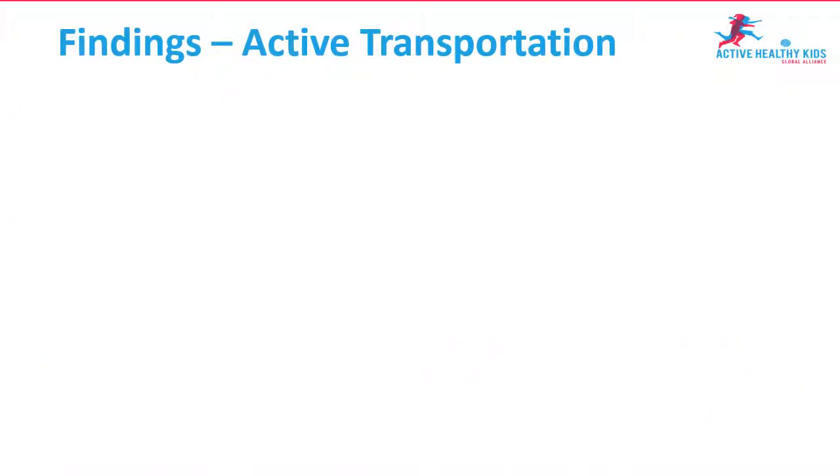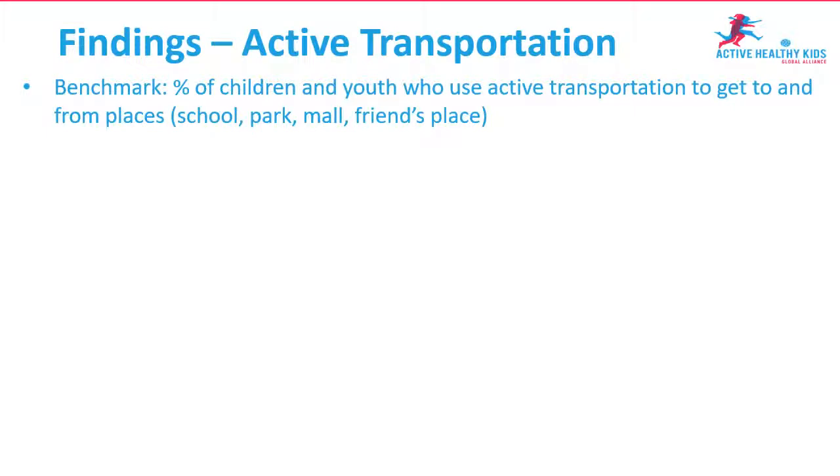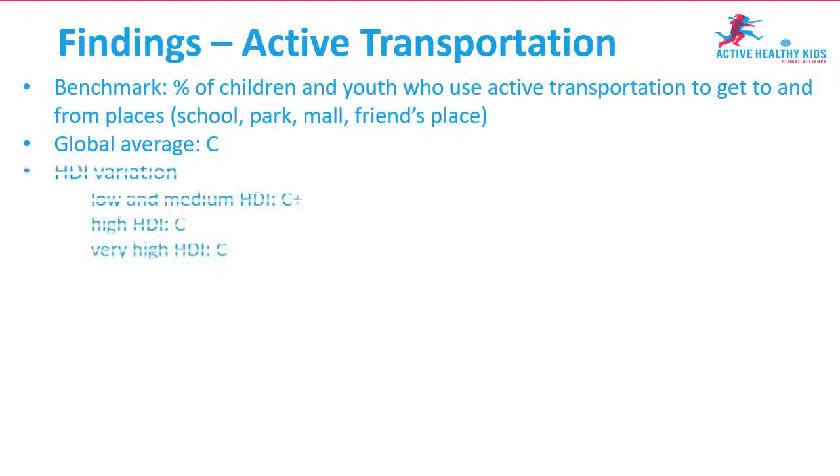Now to active transportation. The benchmark was the percent of children and youth who use active transportation to get to and from places, that is the school, the park, the mall, friends' places. The global average was C. Low and medium income countries had a higher grade, again with C+. High income countries C, and very high income countries C-. So you do see a gradient here that as development income goes up, grades go down.